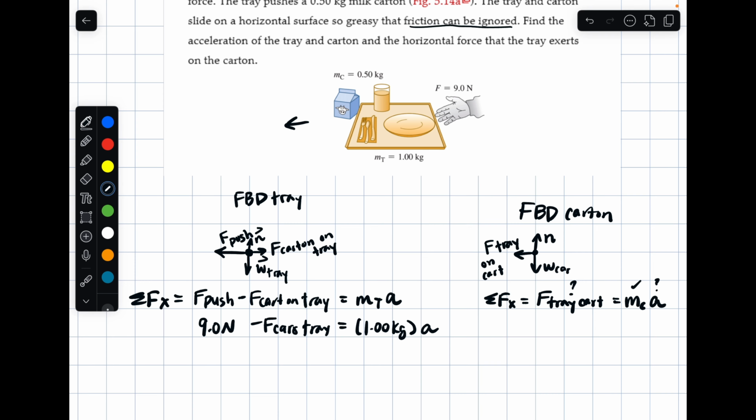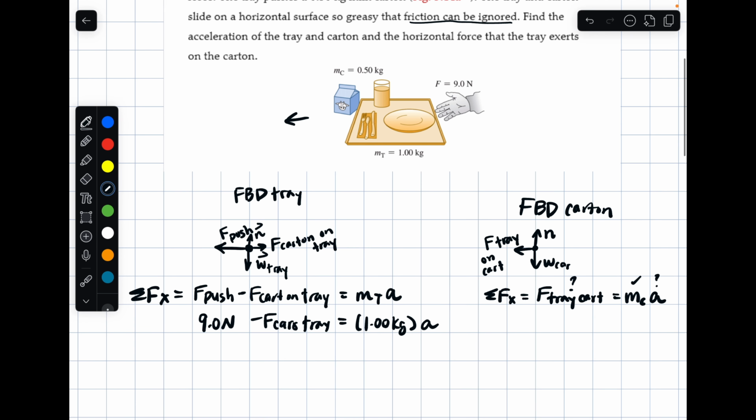So these accelerations are going to be equal because these two objects are connected together. And so when the hand pushes the tray, it's going to push the carton at the same speed. They're going to accelerate together. So we know that these A's are equal to each other, which would allow us to eliminate a variable. But we want to solve for A, so maybe we don't want to do that. What else do we know?